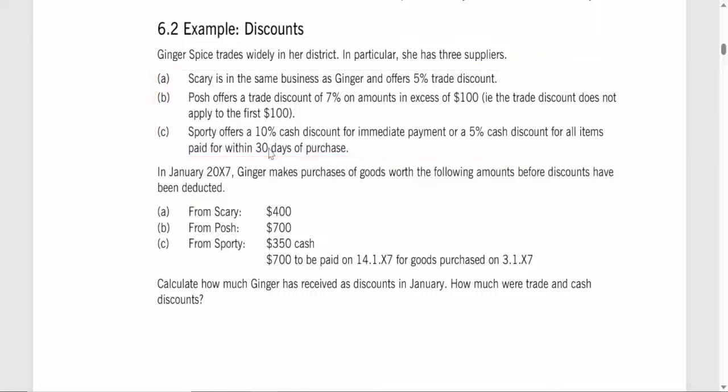1. Scary's discount. Scary provides Ginger with a trade discount. This discount is simple. Ginger gets a reduction in the cost of goods whenever she buys from Scary. Specifically, Scary offers a trade discount of 5% off Ginger's purchases. This discount is applied directly to her invoice, and it's a permanent reduction in price, which means it doesn't depend on when Ginger pays. She gets 5% off automatically as a customer, regardless of payment timing.